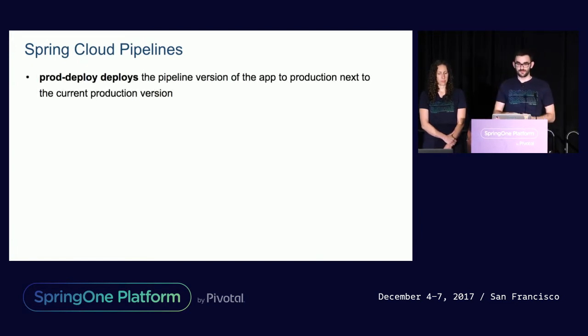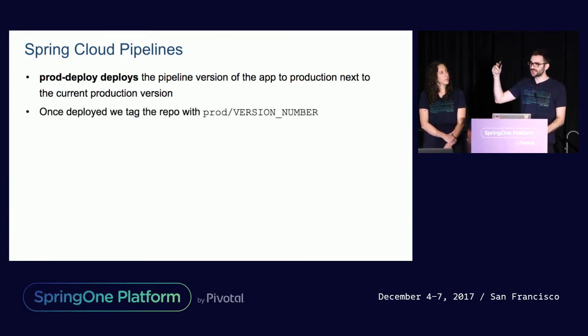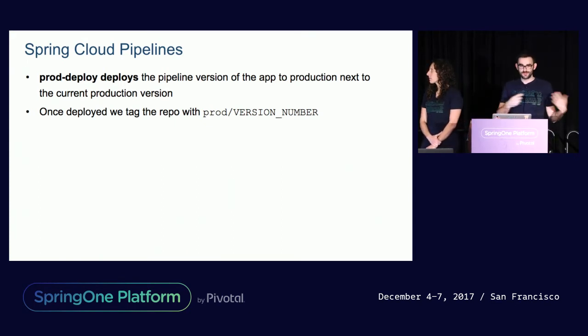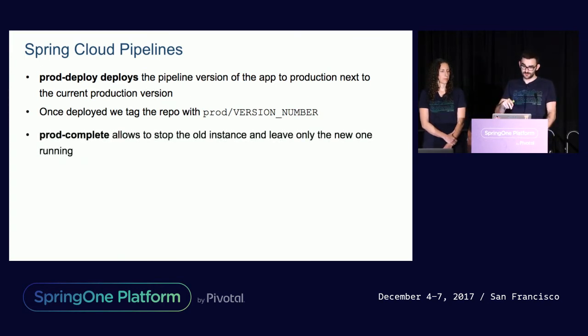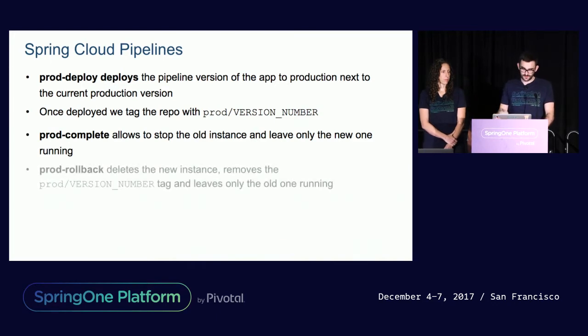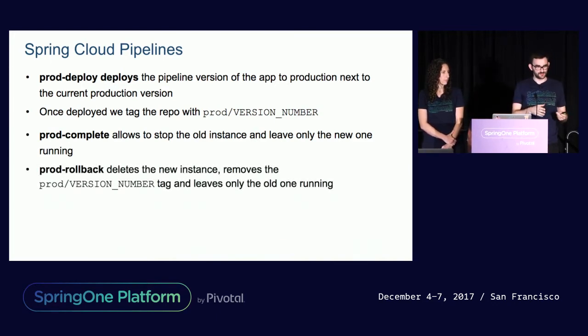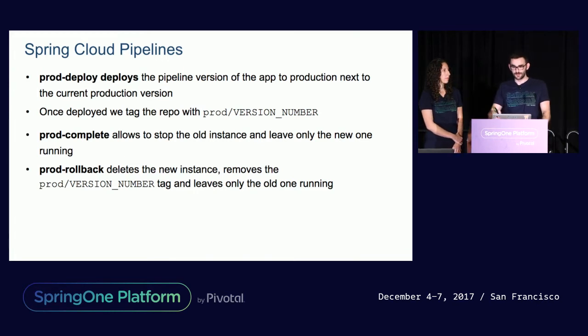So if we do prod deploy, we deploy the pipeline version of the application next to the current production one. So you have something running on production. If you have gone through the deployment pipeline, you deploy your version next to the one that is currently working on production. Once that has happened, we tag the repo with prod/version number. We need this tag for API compatibility tests and for the database rollback tests, right? We need to know what is the most recent version that has gone to production. And now prod complete, when you click it, you stop the old instance and leave only the new one. If we click rollback, we delete the new instance because you said, hey, this is seriously bad. Let's revert this. So we delete the new instance, remove the tag, and we leave only the old instance running.